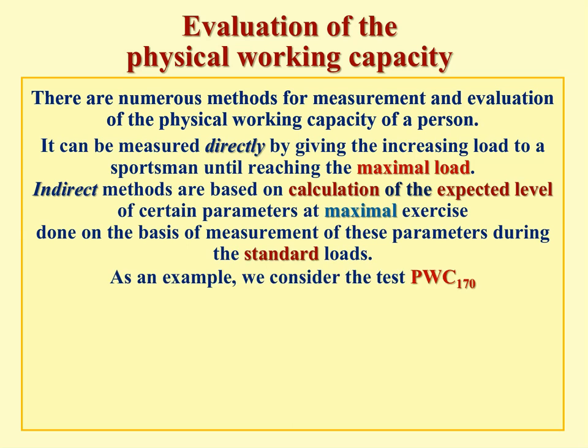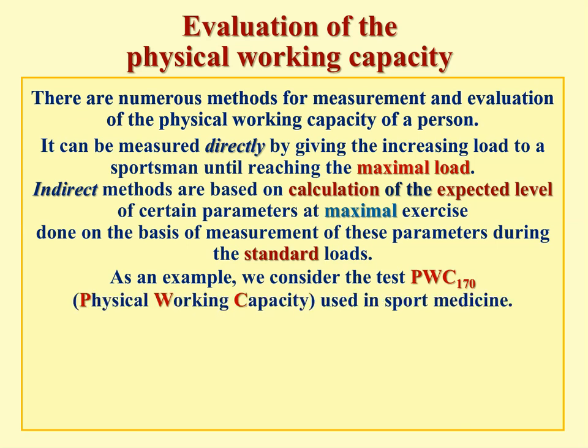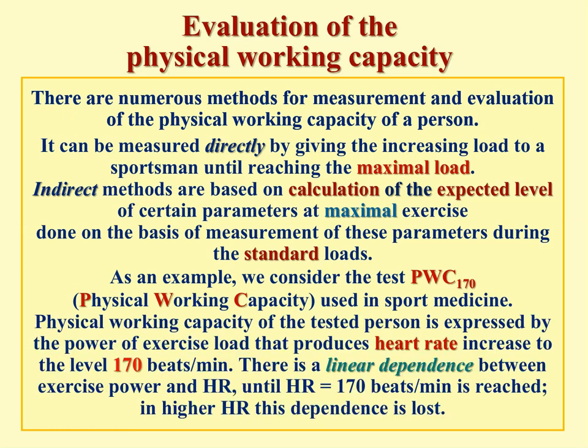For the example, we consider the test that is called PWC 170. PWC stands for physical working capacity. And the value 170 is taken because in this test we calculate which power of load, which exercise power, brings the heart rate to the level of 170 beats per minute. Why exactly this value is chosen? Why not 150 or 180?